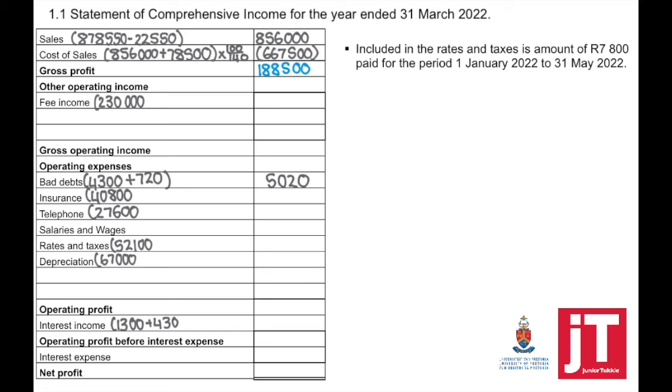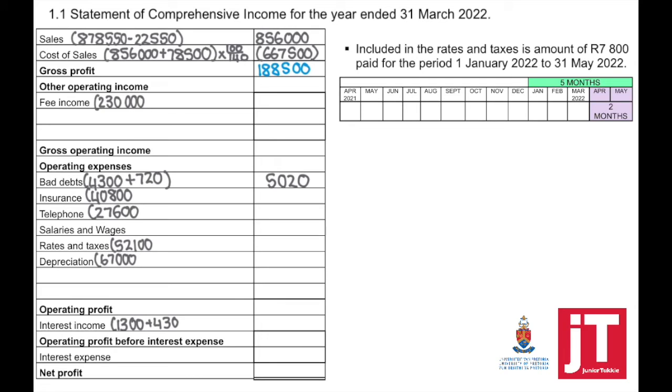Included in the rates and taxes is an amount of 7,800 paid for from 1 January until 31 May. 2 months needed to be taken out, so rates and taxes minus 3,120. This is my total expense for this accounting period.